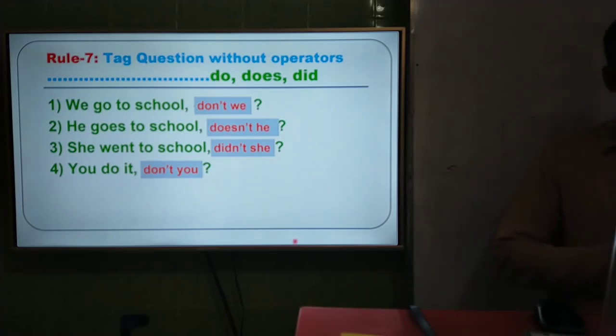So dear students, when you will do these tag questions, if you do not find any operator, that means we have learned already 24 operators. If we do not get any operator, we shall use do, does or did to make tag question.